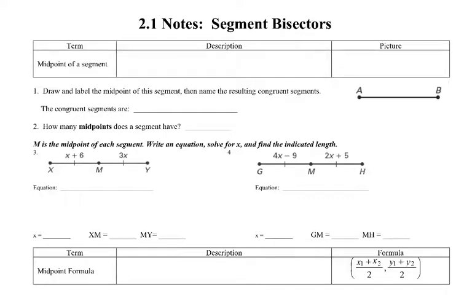Today we're going to talk about bisectors and midpoints. Midpoint should be a word that you're kind of familiar with, right? Isn't a midpoint just a middle point? Yep. So the definition of midpoint is a point in the middle of a segment, right?